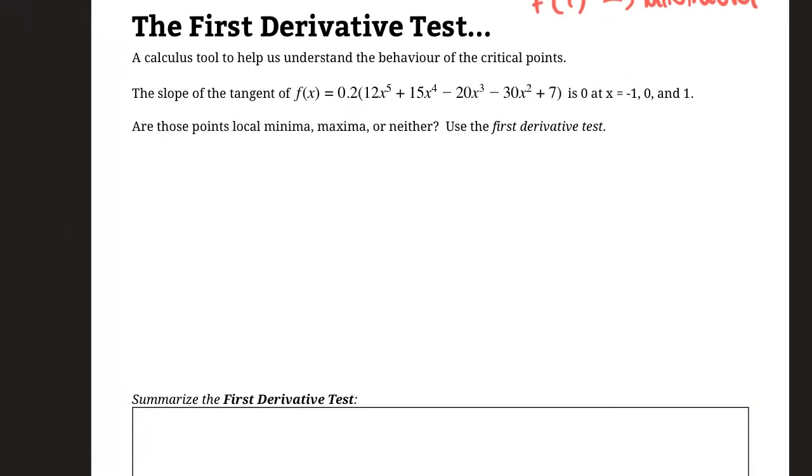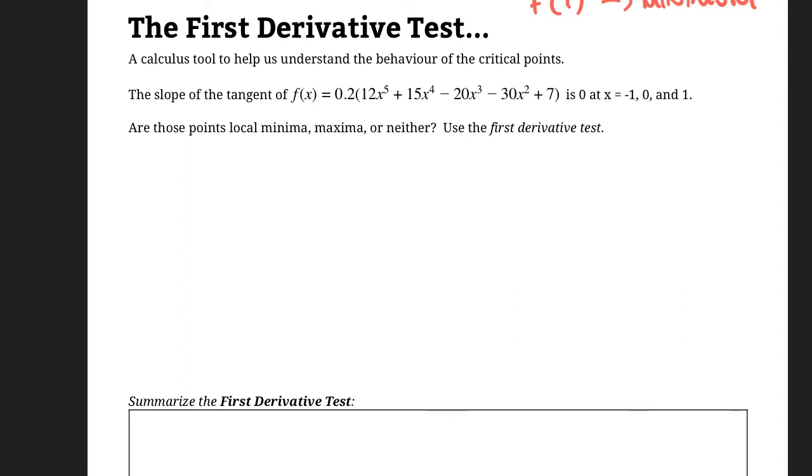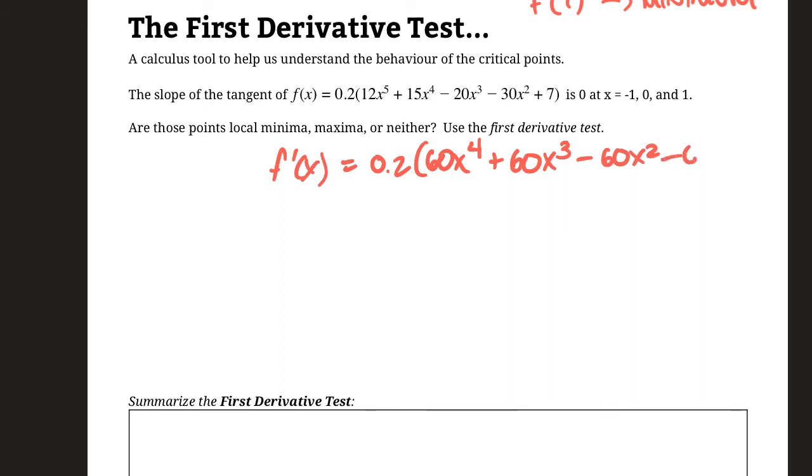So, for example, let's look at that same function. We know the slope of the tangent is 0 at those points. So the question is, first of all, let's find the derivative of this function, because in order to check if the function is increasing or decreasing, we can use the derivative. So the derivative of this function is just 0.2 times 12 times 5, which is 60x to the 4 plus 60x cubed minus 60x squared minus 60x. So there is our derivative. That's a lot of 60s.